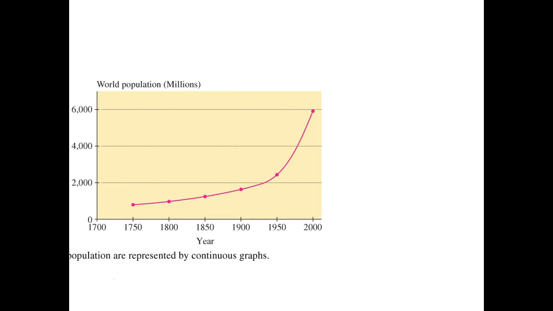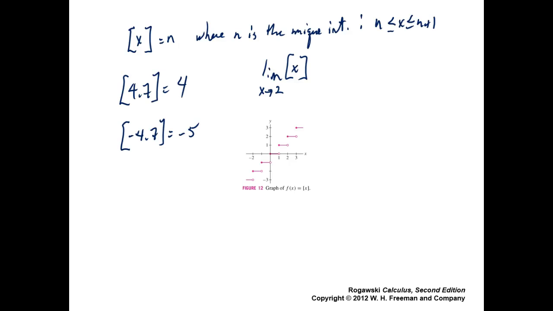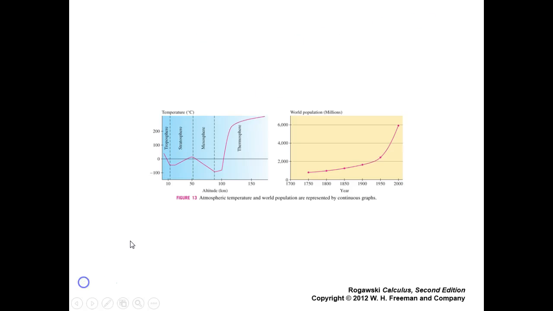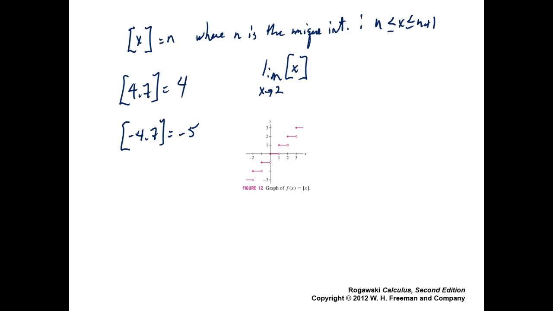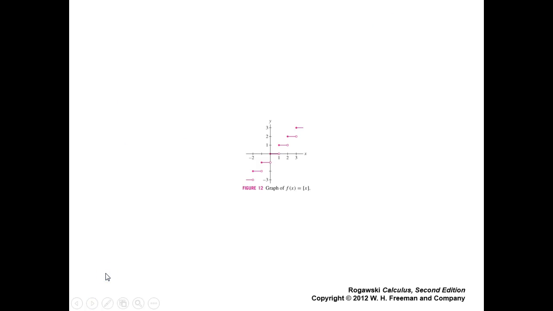Okay, let's hit as many of these as I can. Which property of f of x is equal to x cubed allows us to conclude that the limit as x approaches 2 of x cubed is equal to 8.